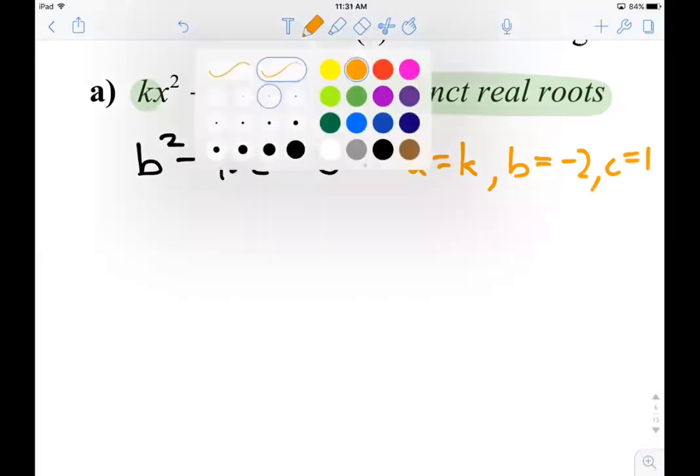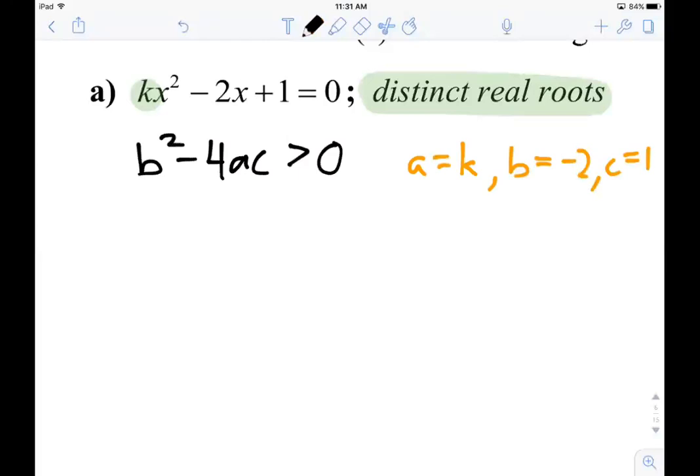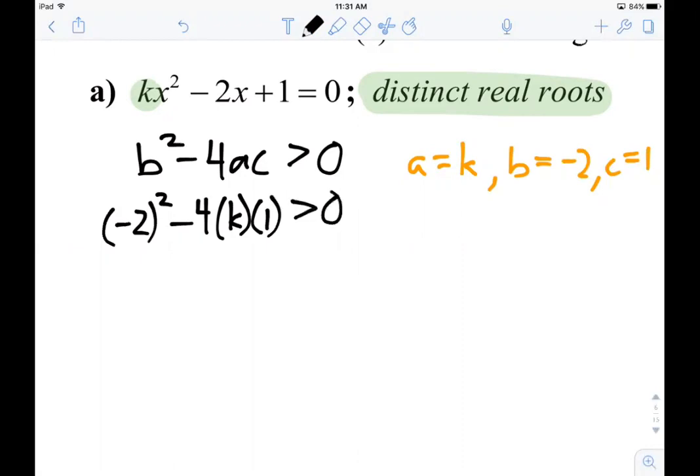Let's substitute those in, as is, into our equation for the discriminant. So it would be -2 squared minus 4 times k times 1. And I should say, sorry, that's still greater than 0. That whole thing has to be greater than 0. So that would be like 4 minus 4k has to be greater than 0.